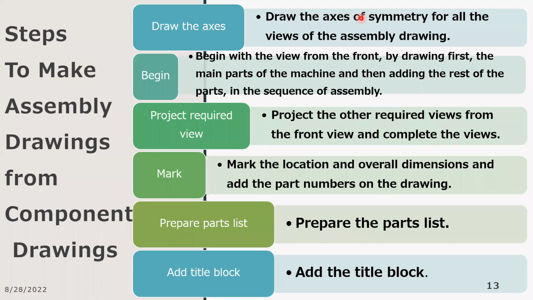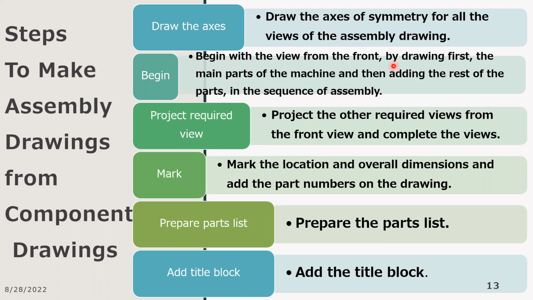Okay, so quickly let's look at the steps. Now we've looked at the considerations, what we should keep in mind as you're working with assembly drawings. Now, what are the particular steps you need to take as you work with any assembly drawing? You need to first of all locate the axis of symmetry for all the views of that assembly drawing. Okay, then normally you begin with a view in the front.